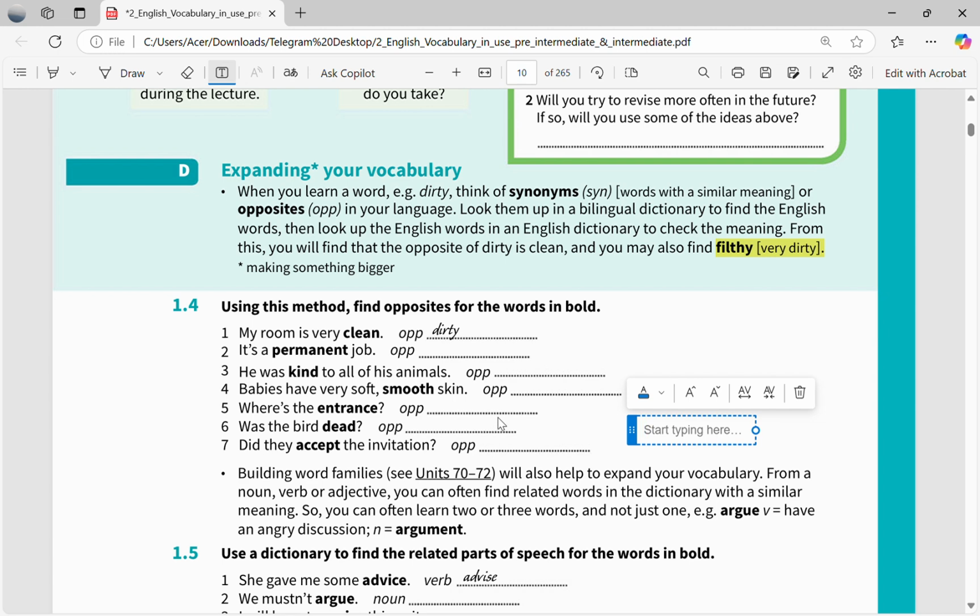My room is very clean. Opposite is dirty. It's a permanent job. Opposite is temporary, T-E-M-P-O-R-A-R-Y. He was kind to all of his animals. Opposite of kind is maybe cruel. And babies have very soft, smooth or rough maybe skin. What's the entrance? Entrance opposite is I think exit, E-X-I-T.